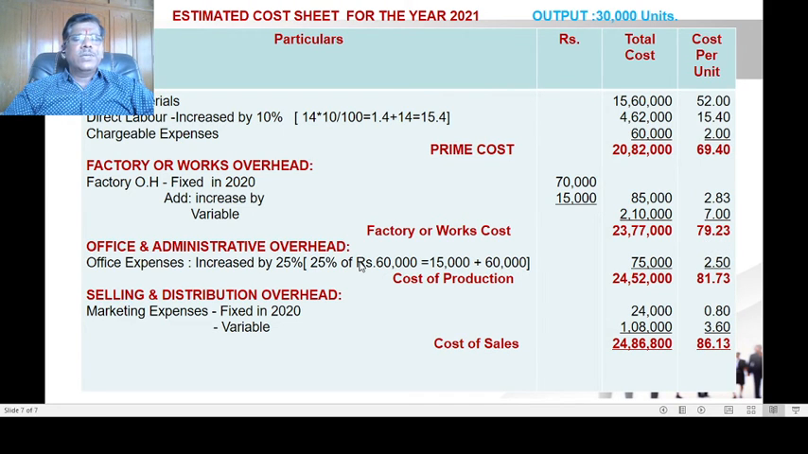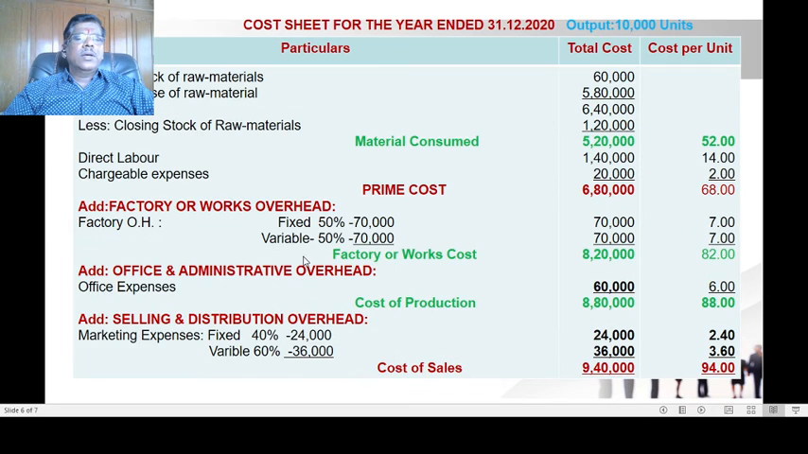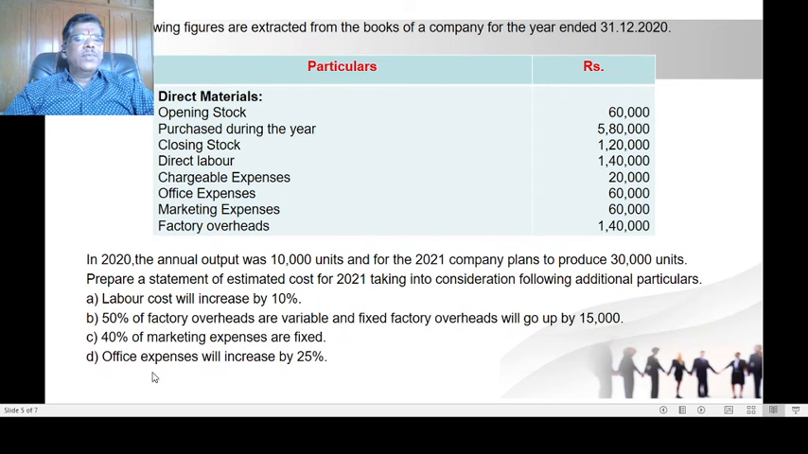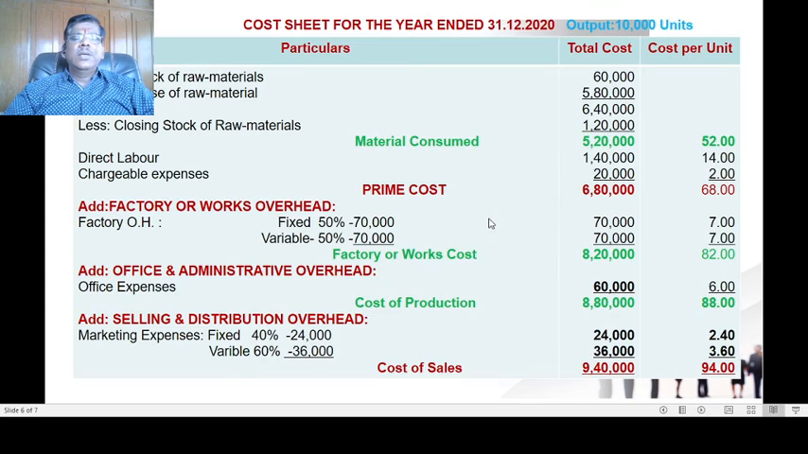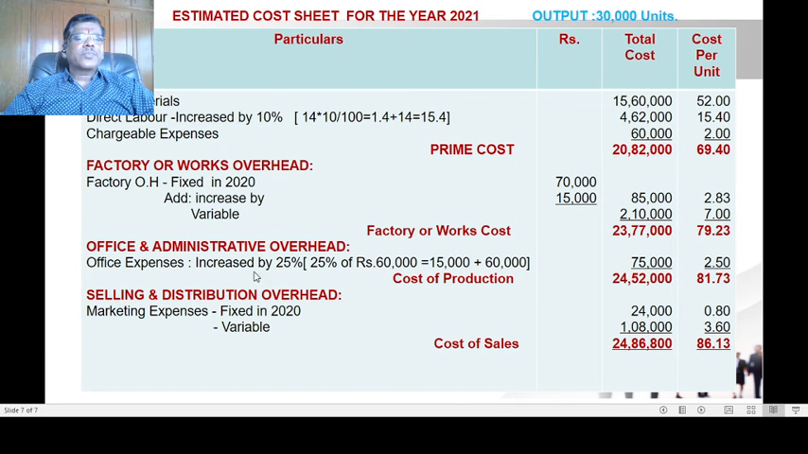Office and administrative overhead: according to the instructions, office and administrative expenses will increase by 25%. Office expenses are 60,000, and an increase of 25% means 25% of 60,000, you will get 15,000, plus 60,000 you will get 75,000. The per unit cost is 75,000 divided by 30,000, you will get 2.5.